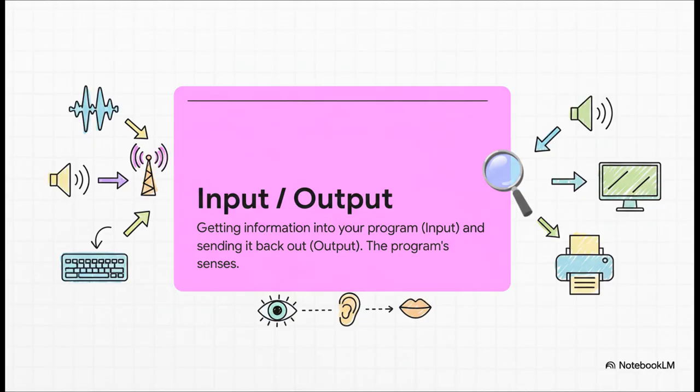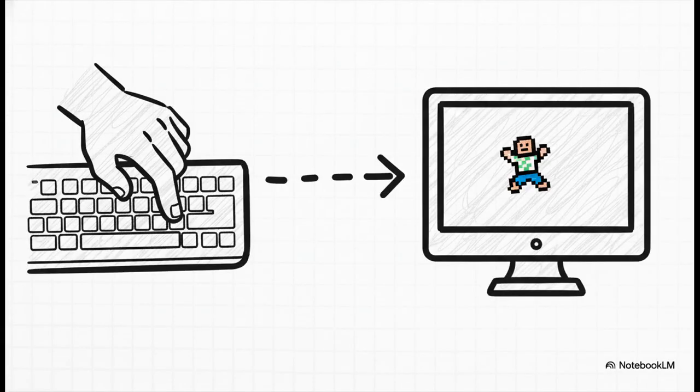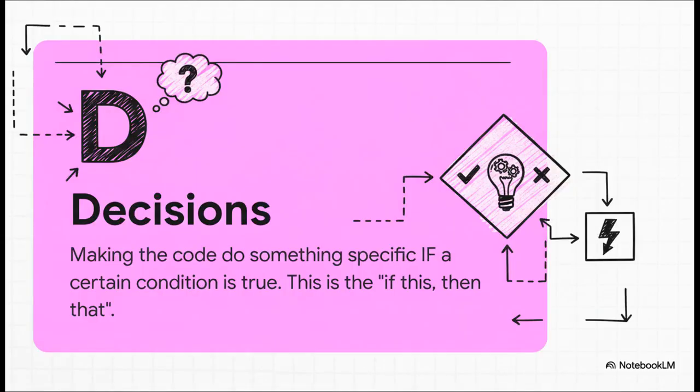Next up in our VIDEO acronym is I, for input and output. This is all about how your program talks to the world. Input is information coming in, and output is information going out. Think of it as the program's eyes, ears, and mouth. So, for example, when you press the spacebar on your keyboard to make your character jump, that's input. And when you see the character actually jump on your screen, that's the output. It's that simple. Okay, let's get to D for decisions.